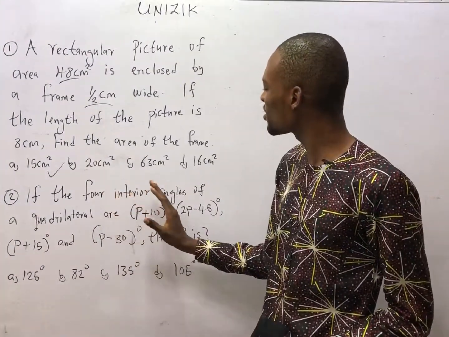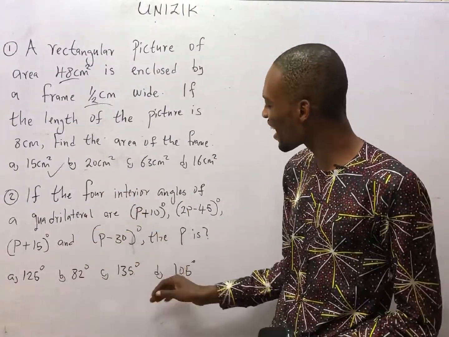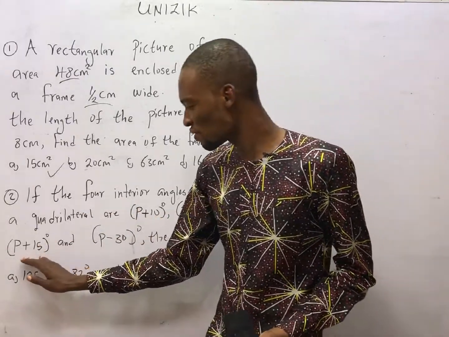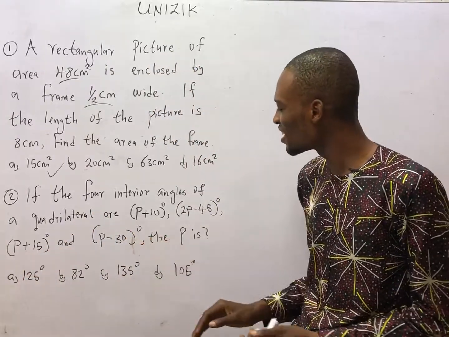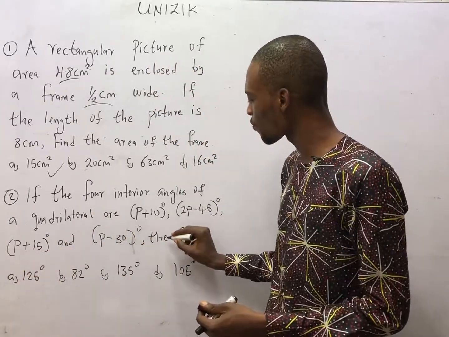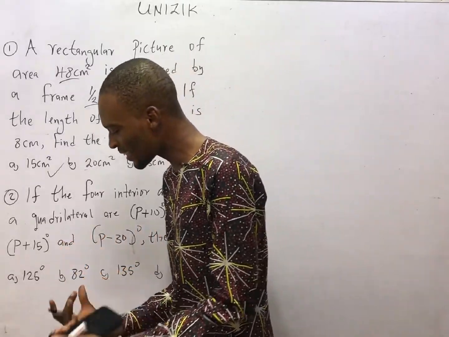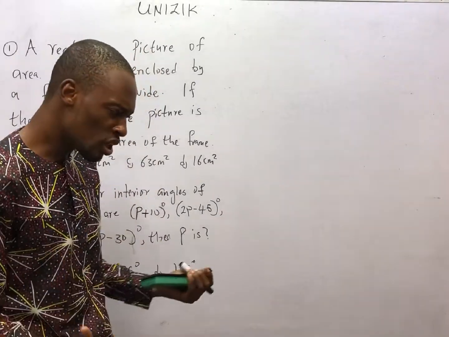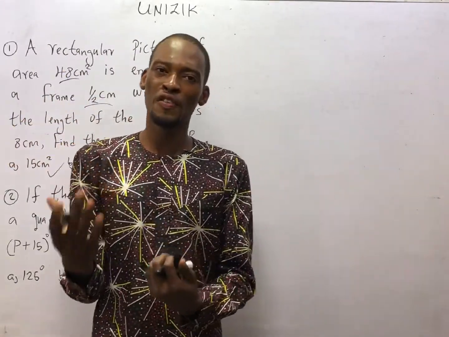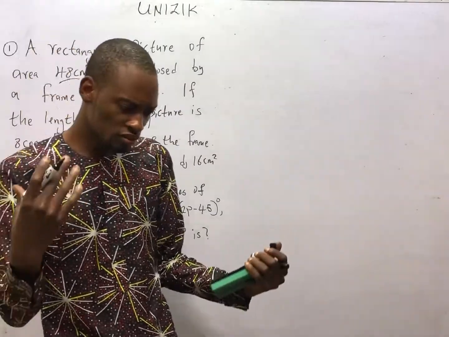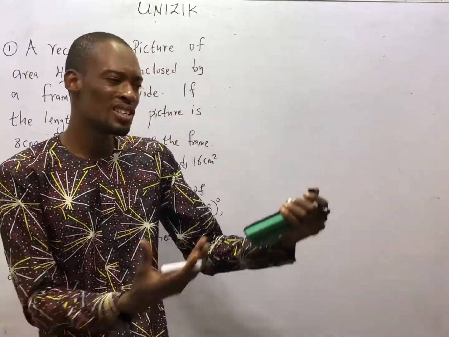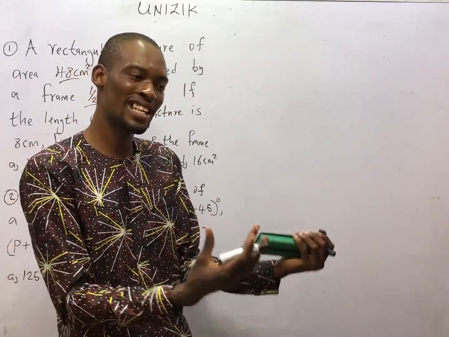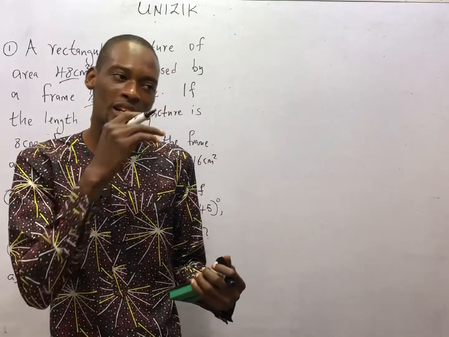If the 4 interior angles of a quadrilateral are P plus 10 degrees, 2P minus 45 degrees, P plus 15 degrees, and P minus 30 degrees, then P is what? Quadrilateral is simply a 4-sided shape, and this is polygon. Polygon with 3 sides is triangle, 4 sides quadrilateral, 5 sides pentagon, 6 sides hexagon, 7 sides heptagon, 8 sides octagon, 9 sides nonagon, and 10 sides decagon.